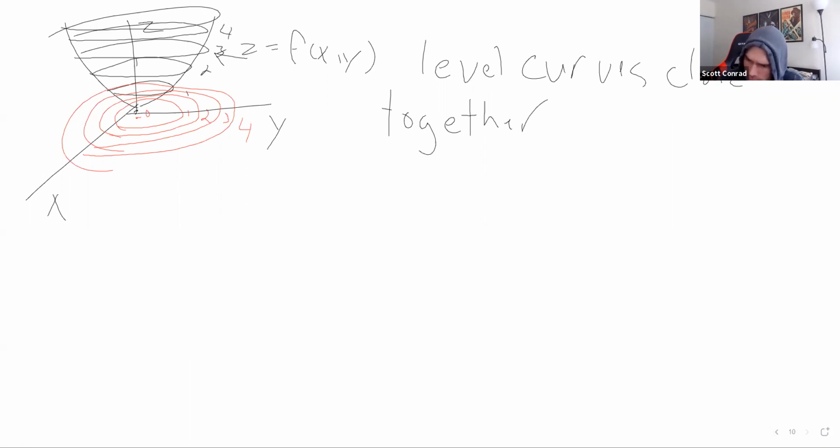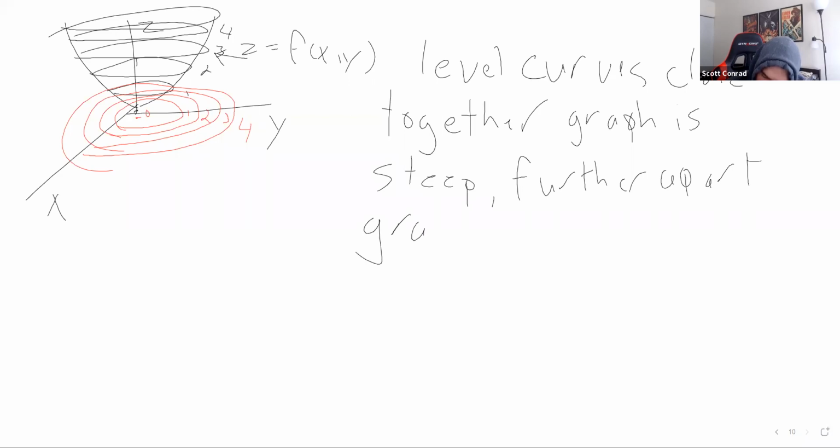No. Sorry. If your level curves are close together, the graph is steep. And where the level curves are further apart, your graph is going to be flatter. Right, that means if they're further apart, that means the elevation is not changing very quickly. So you're going to get a flatter region. If they're close together, that means the elevation is changing rapidly. So the graph of your function is going to be steep.